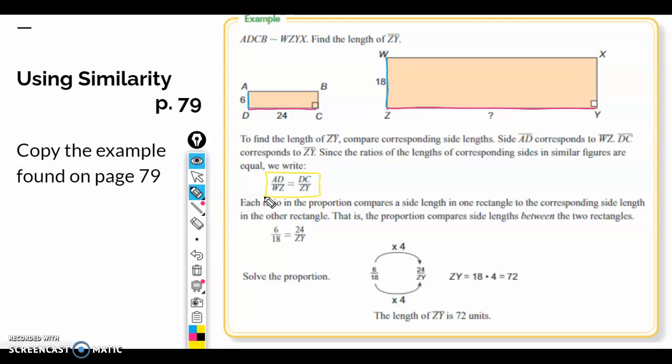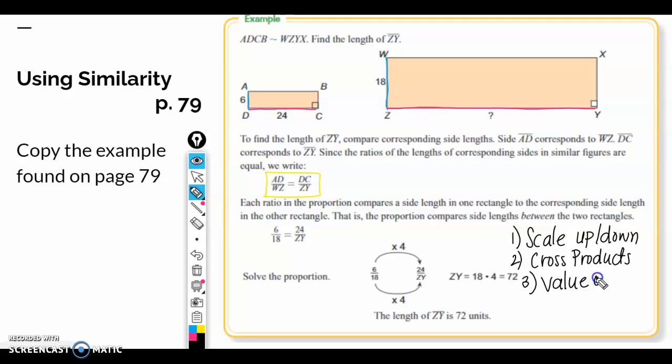6 over 18 shows a comparison of side lengths AB and WD. We said that equals 24 over DY. Again, two additional corresponding sides. Now you can use any of the three methods that we've talked about in order to solve the proportion. So again, remember, we can scale up or scale down. We can use cross product. Or we can multiply by the value of the ratio.